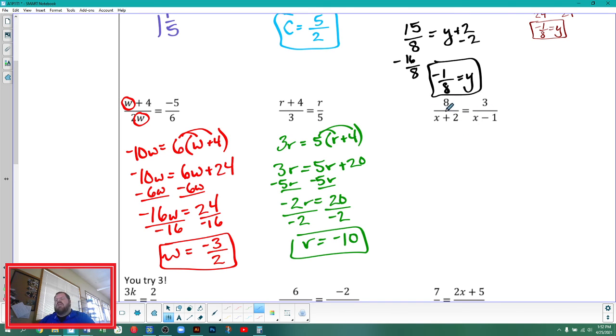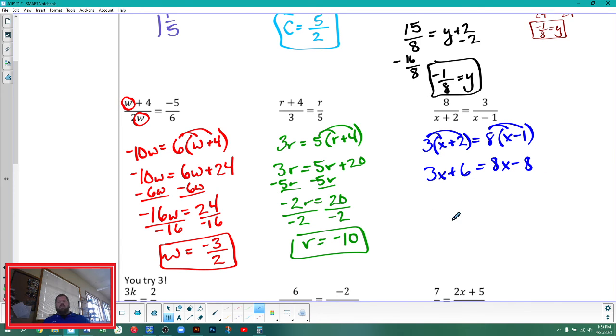On the last one here, I do have 2 x's involved, so I do need to use cross products. There's actually going to be distributing on both sides as well. So we'll distribute on both sides, kind of at the same time. 3x plus 6 equals 8x minus 8. And here, just like before, we have options of how to solve this. I'm going to move my variables to the right and move my numbers to the left.